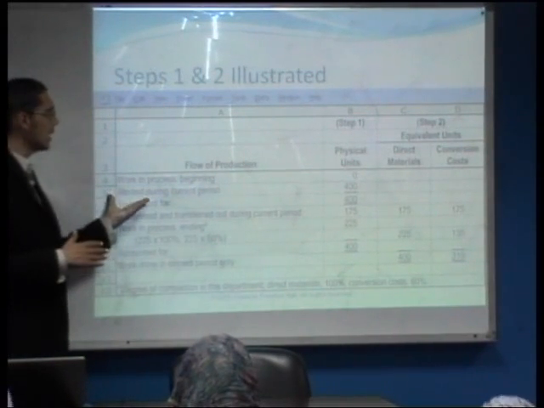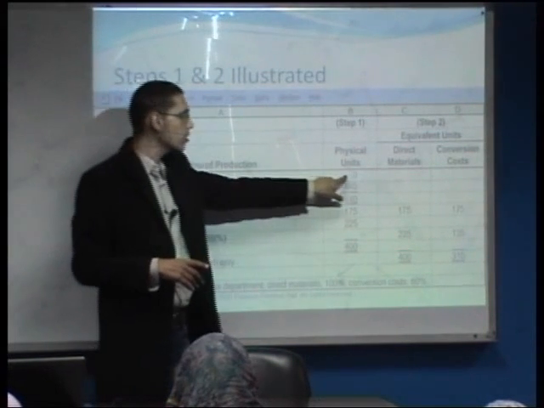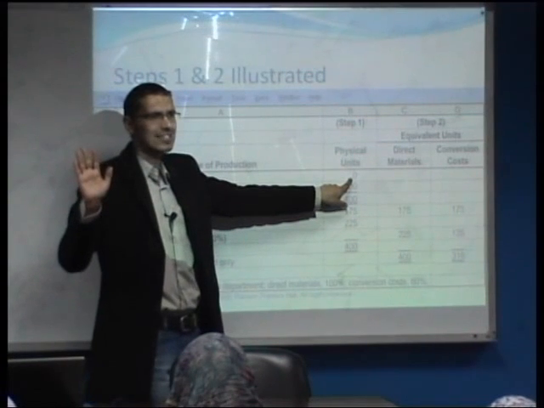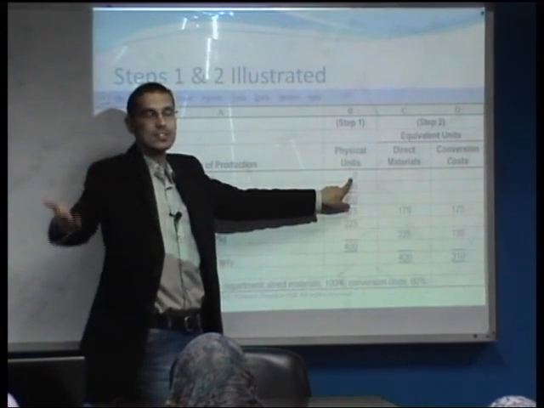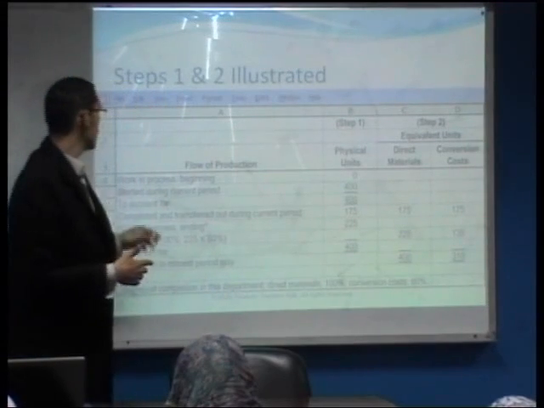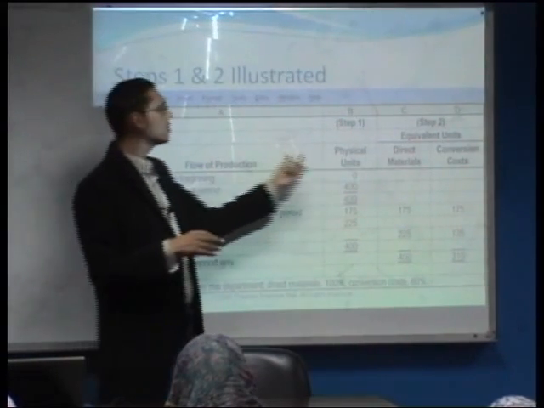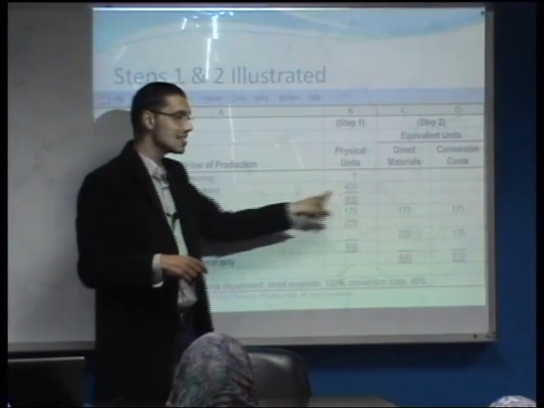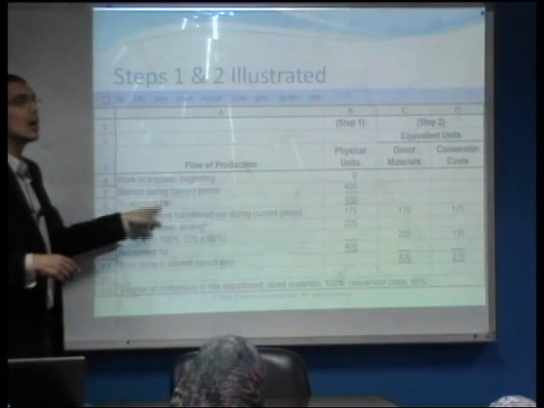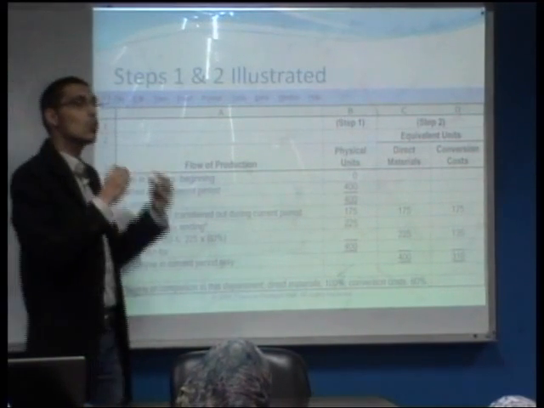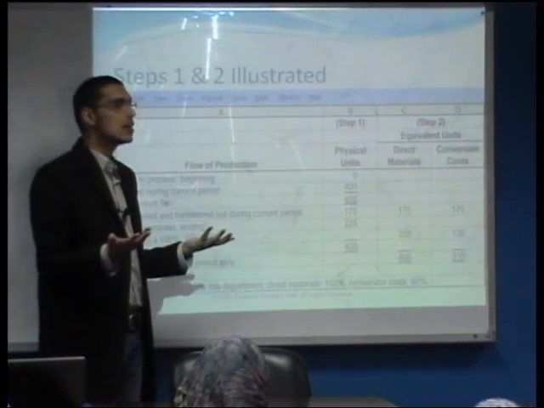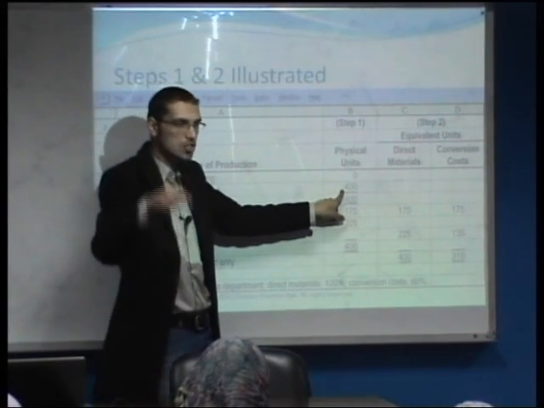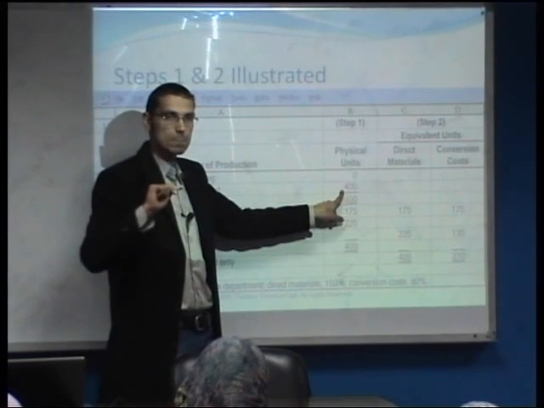Where did the physical units come from and where did they go? Therefore, as we can see here, we did not have any beginning. Therefore, the physical units would be 0 for the beginning work in process, as the data presented for February. But in February, we started 400 units. Therefore, the 400 units is the total units to account for. This answers the question, where did these physical units come from? 0 from the beginning inventory and 400 were started in this period.